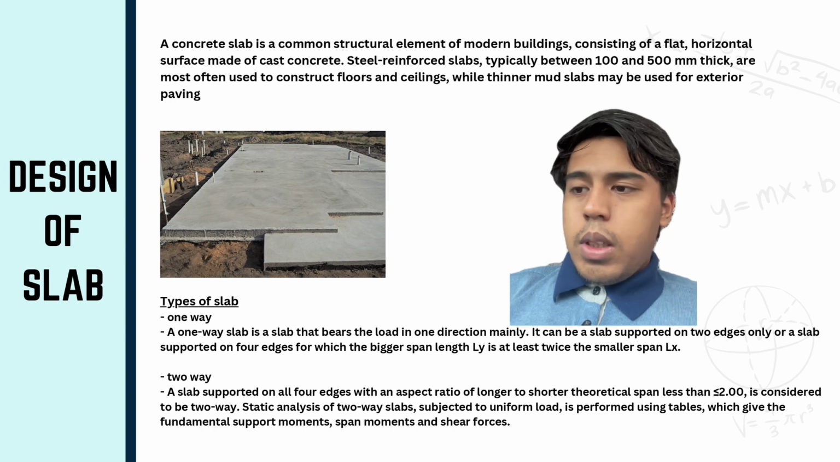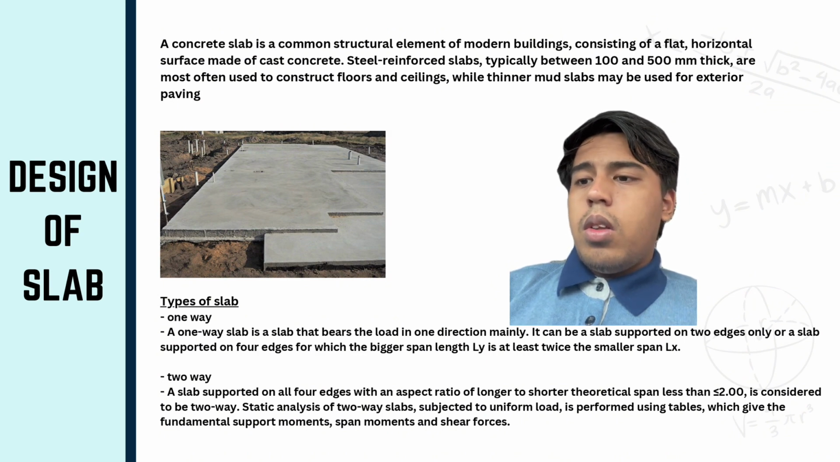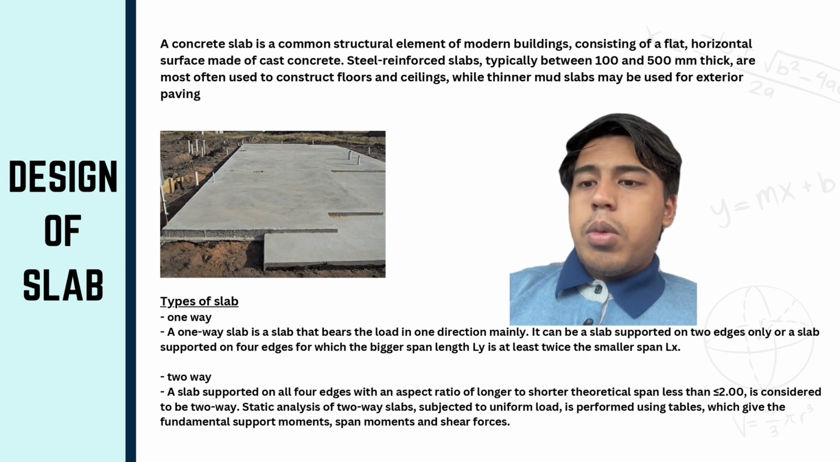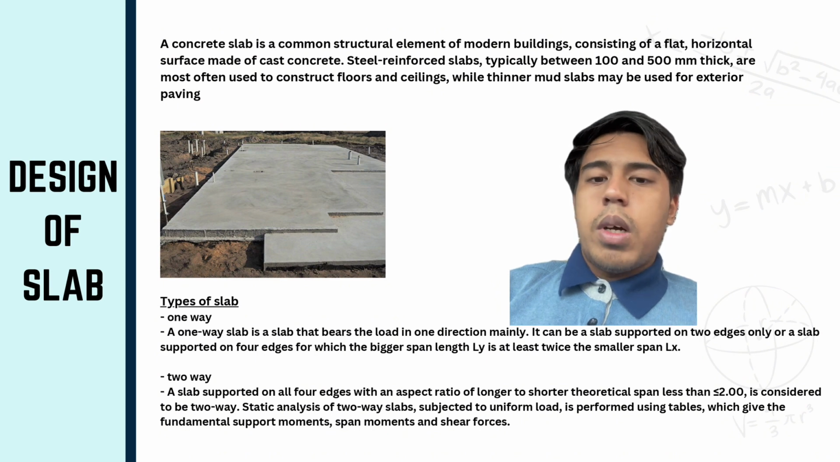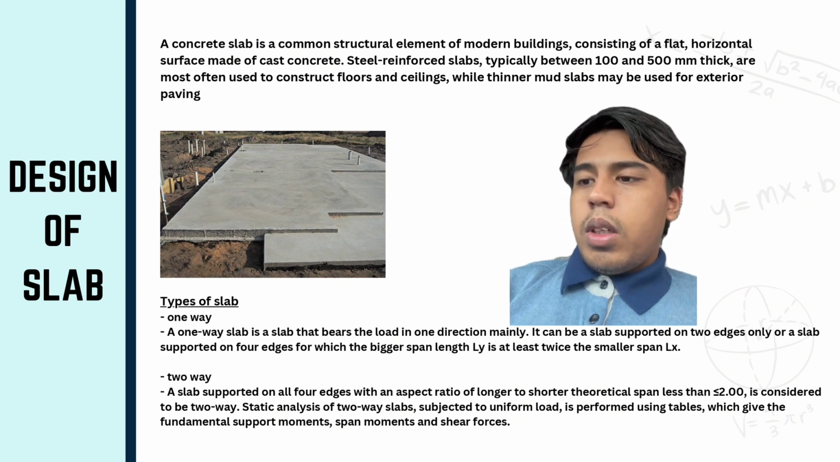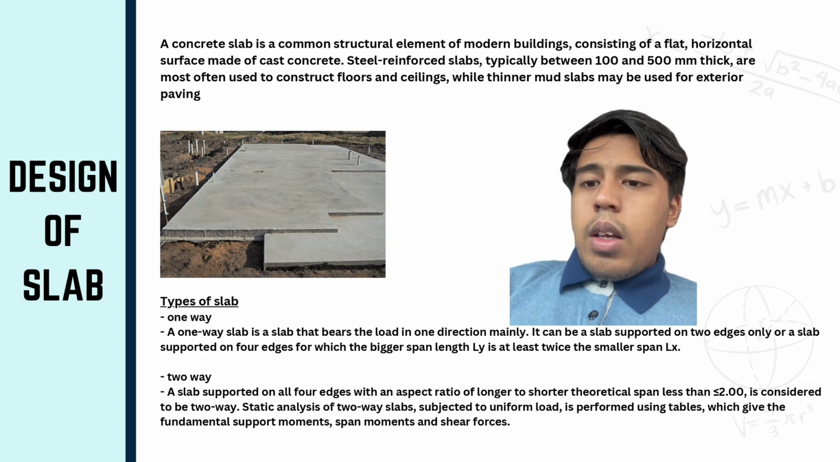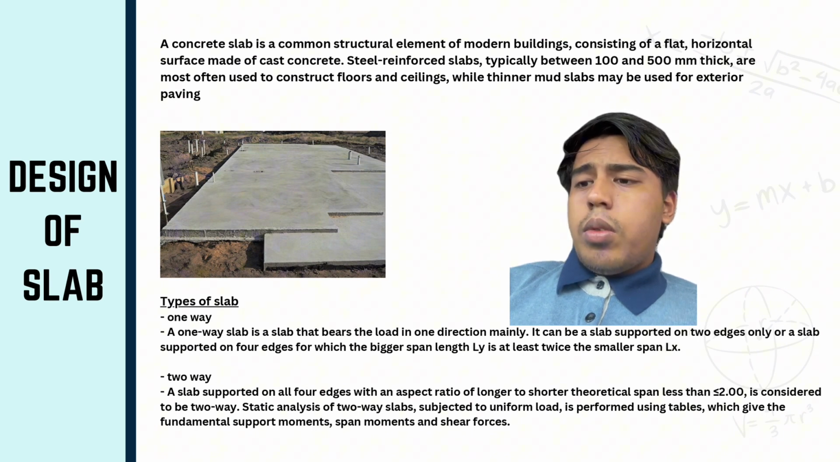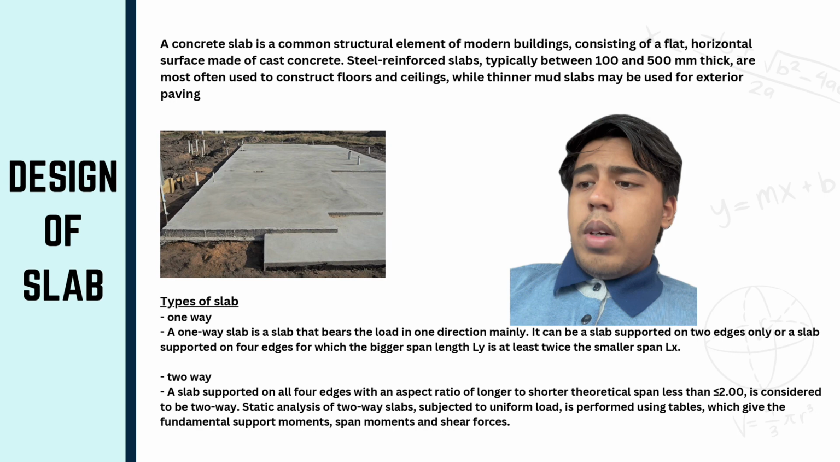After that, types of slab. Slab has two types. First is one way and second is two way. One way slab is a slab that bears the load in one direction mainly. It can be a slab supported on two edges only, or a slab supported on four edges for which the bigger span length Ly is at least twice the smaller span Lx. And two-way is a slab supported on all four edges with an aspect ratio of longer to shorter theoretical span less than 2. Static analysis of slabs subjected to uniform load is performed using tables which give the fundamental support moment, span moment, and shear force.